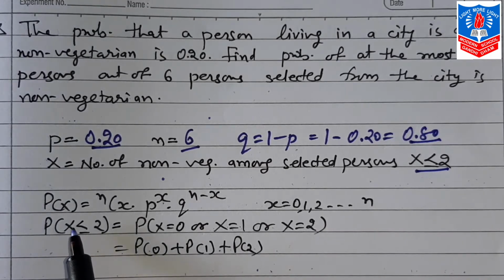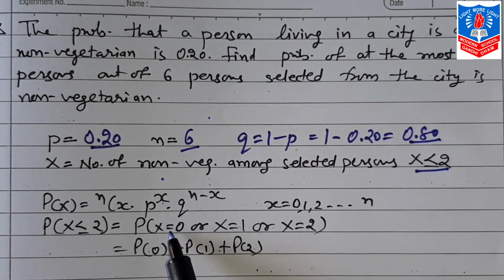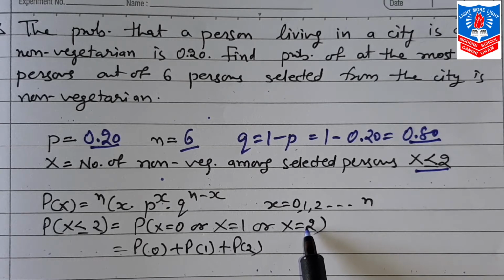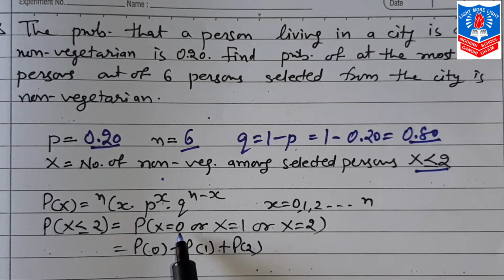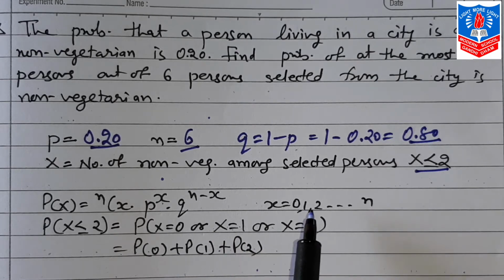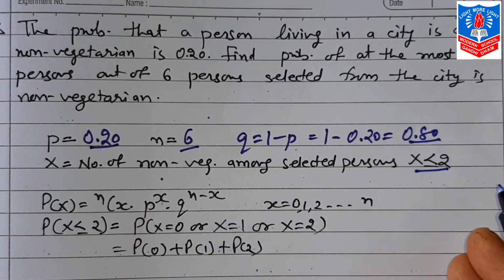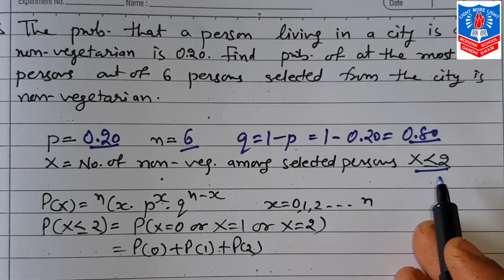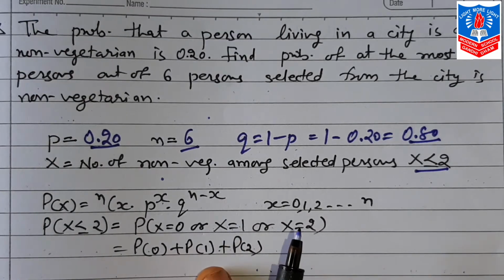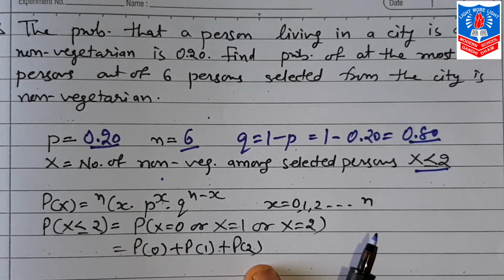Now here x is less than or equal to 2 because it is given at the most. So the value of x will be either 0 or 1 or 2. And we remember in probability, where "or" is there we add, because it is given at the most 2 persons out of 6. So it can be 0 person, 1 person or 2 persons. So we add the probability of all of them.